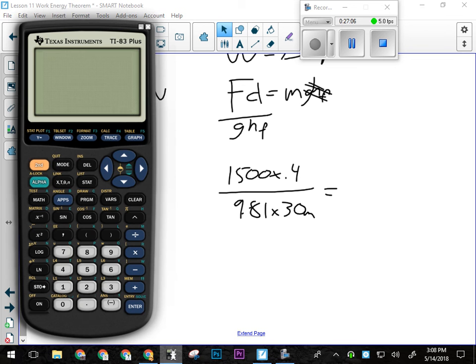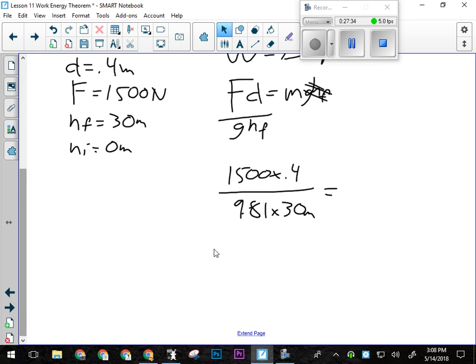The key to getting this one right is you have to make sure the top and bottom are separated by brackets or by doing them separately. 1,500 times 0.4 gives me that. And I'm going to divide by the bottom, 9.81 times 30. So I've separated them by brackets, and I'm getting 2.04... sorry, not meters. Looking for mass. Sorry. 2.04 kilograms.